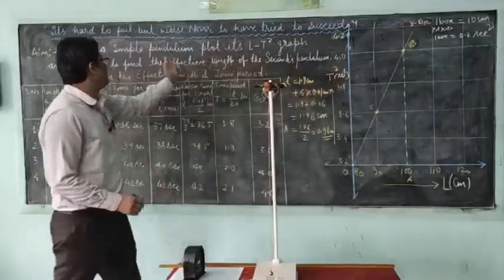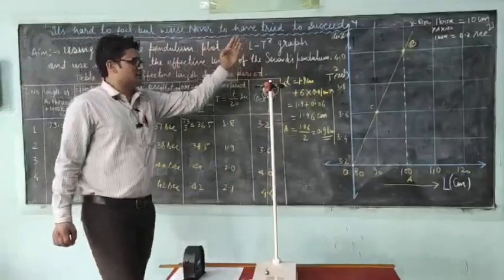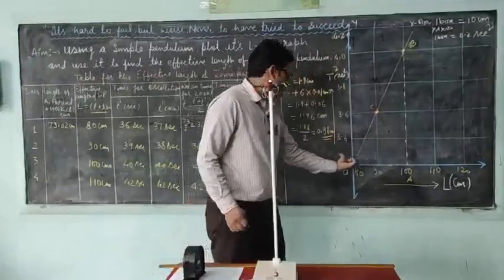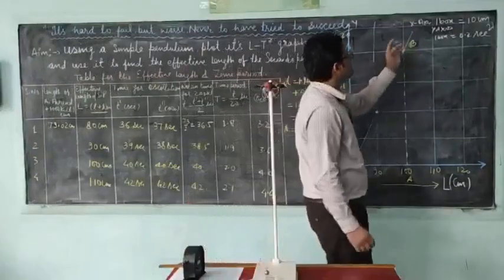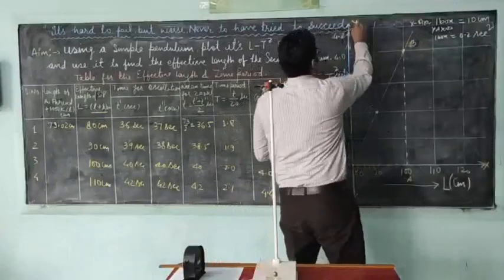So that was our aim: using a simple pendulum, plot its L versus T square graph. So this one is the L versus T square graph. Over here, I have taken this one as the x-axis and this one as the y-axis.